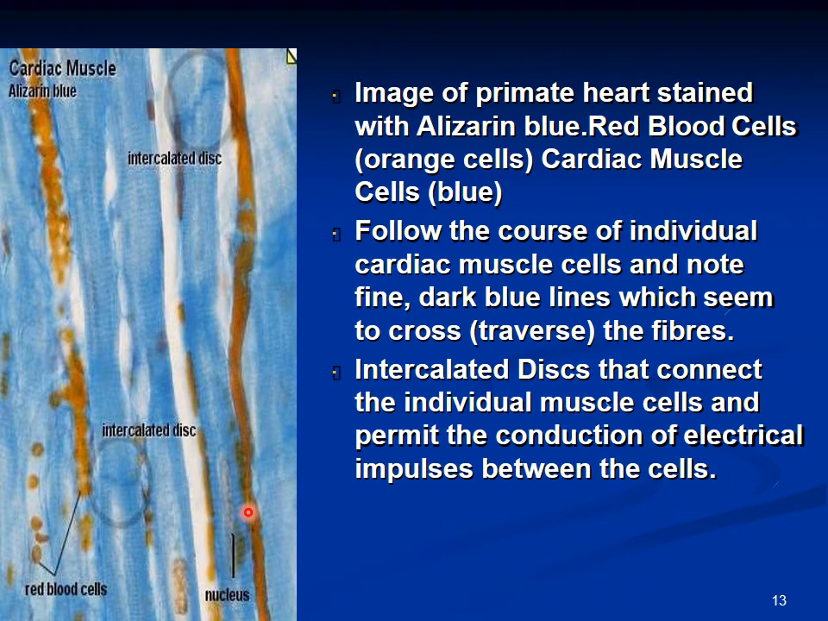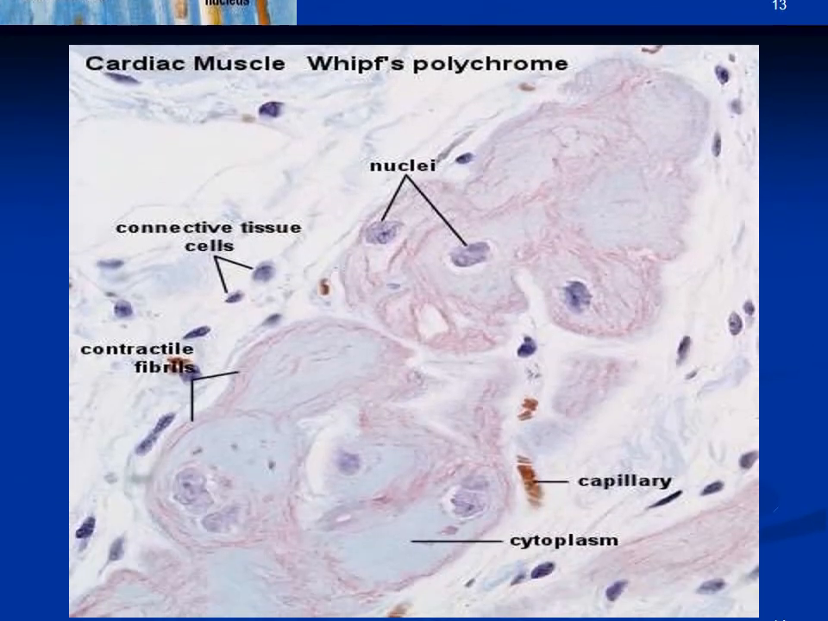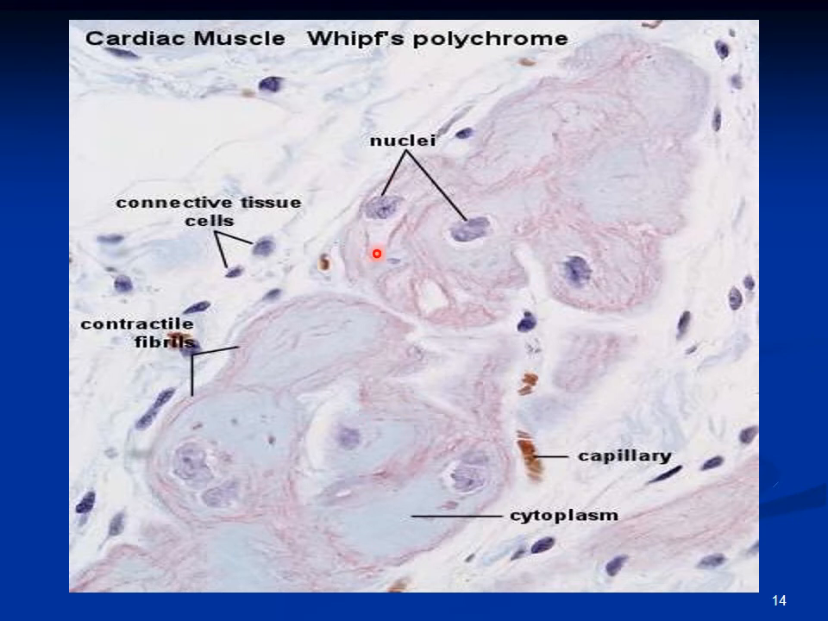The intercalated discs connect the individual muscle cells and permit the conduction of electrical impulses between the two cells, and due to the presence of intercalated discs, the heart contracts as a single contractile unit. Again, this is the picture of cardiac muscle. We see these are the centrally located oval nuclei. These are the Purkinje fibers. This is connective tissue. These are the capillaries. This light purple structure is the cytoplasm of the single cardiac cell.